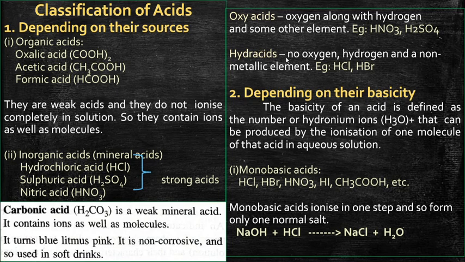Hydric acid: here no oxygen is present but hydrogen and a non-metallic element is present. So hydrogen along with chlorine, hydrogen along with bromine, HCl and HBr are examples for hydric acids. Okay, this is the first classification.